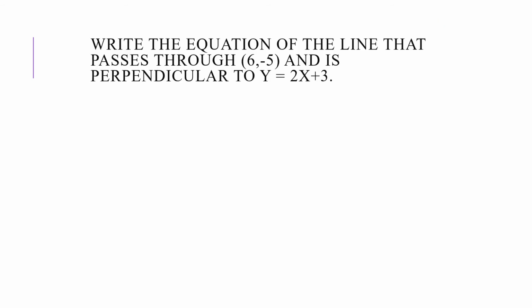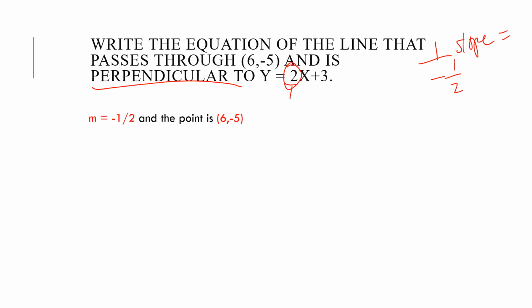Then the next one, write the equation of the line that passes through 6, negative 5, and is perpendicular. So it's important to read the directions here, guys. y equals 2x plus 3. So if we have a perpendicular slope, obviously because this is a positive 2, it's going to have to be a negative now. And then 2 over 1 is my original slope, so I have to do the reciprocal, which would be negative 1 over 2. Okay? And the point is 6, negative 5.